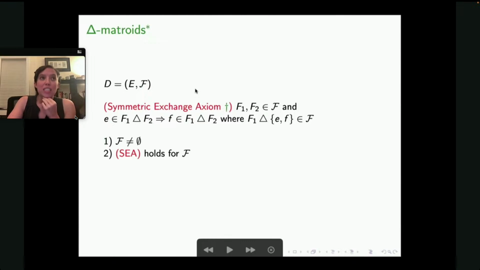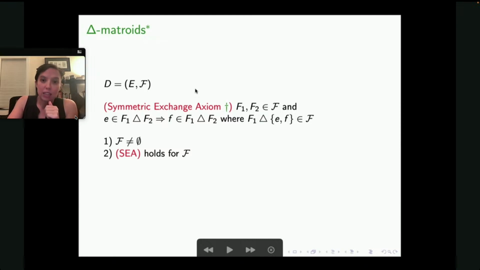Delta matroids generally don't have to come from ribbon graphs. They have to obey these two axioms. So if D is a pair, I've got my ground set E, and I've got my collection of subsets of E, F. Those are my feasible sets. Then I've got a delta matroid as long as you have something in the feasible sets, and the symmetric exchange axiom holds for the collection of feasible sets.